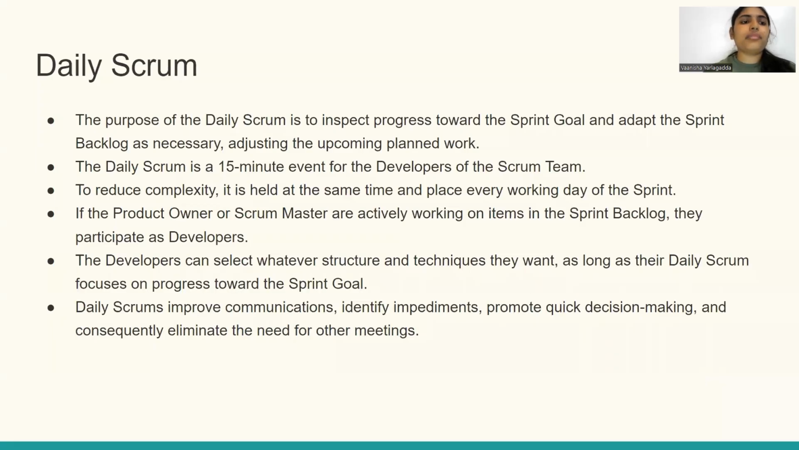Next, coming to the daily scrum. Daily scrum is basically used to inspect the progress towards the sprint goal and adapt the sprint backlog as necessary, adjusting the upcoming planned work. Generally, the daily scrum is done every day, for 15 to 20 minutes, for the developers of the scrum team. If the product owner or the scrum master are actively working on items in the sprint backlog, they participate as developers. These daily scrums help us to improve our communications and promote our decision making and also eliminate the need for other meetings.